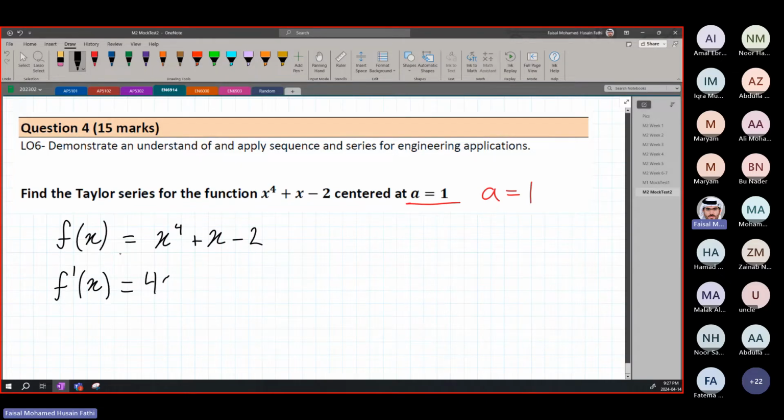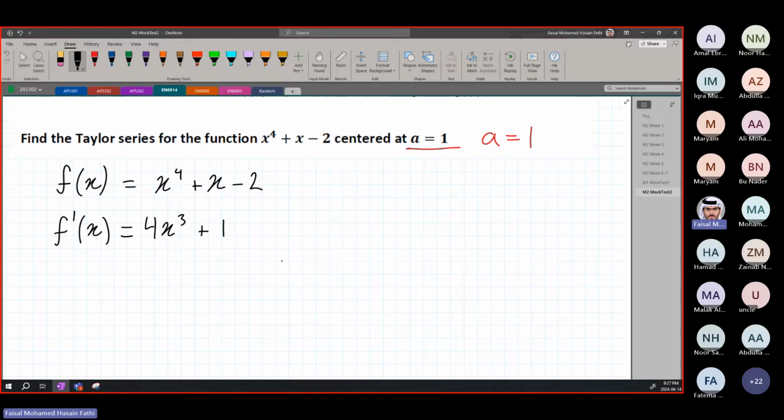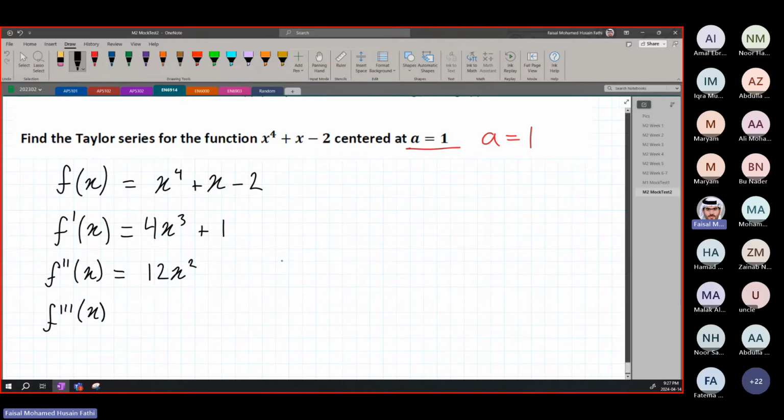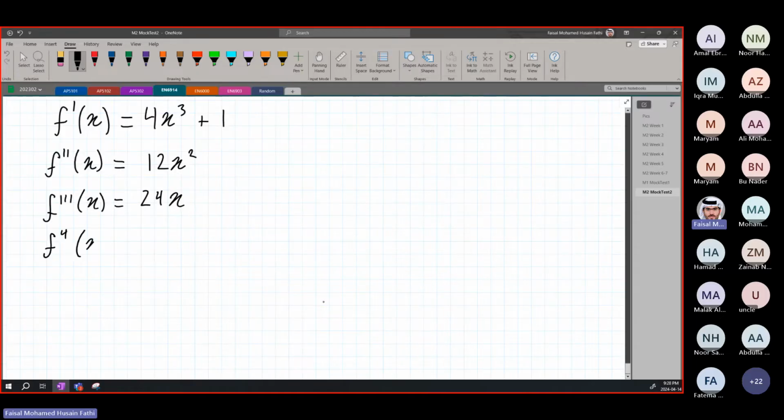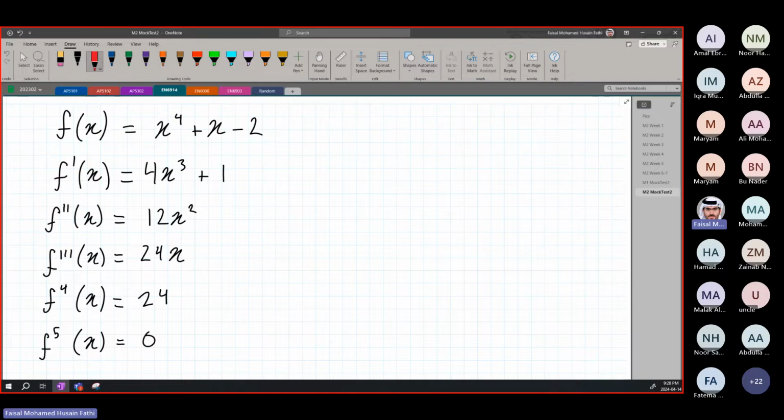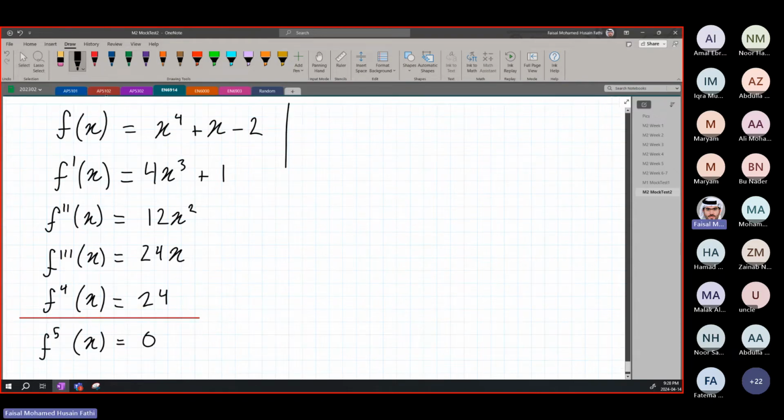So in this case, the first derivative is 4x cubed plus 1. The minus 2 goes away when you differentiate. The second derivative is going to be 12x squared, the 1 goes away. The third derivative is going to be 24x. Your fourth derivative, f4, is going to be 24, and f5 is going to be 0. All right, it's sufficient. Once you reach 0, it's always going to be 0 after this, so it's sufficient to stop over here. Now, that is the first step.